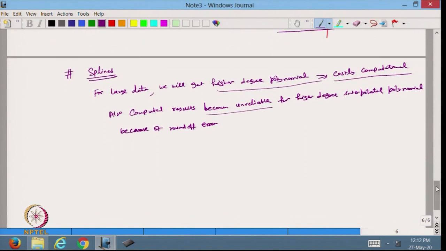So to get rid of these issues, we apply splines. That we will discuss in the coming lecture. So we will stop today.